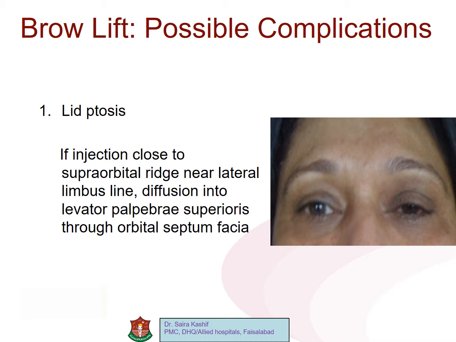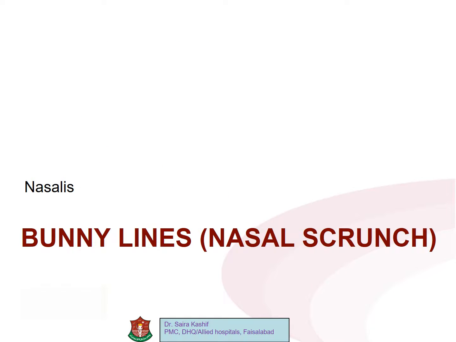What are the possible complications? Lid ptosis can develop if you inject too close to the supraorbital ridge near the lateral limbus line, as the toxin will diffuse into the levator palpebrae superioris muscle through the orbital fascia. So don't go too close to the supraorbital ridge and keep your injection site lateral to the lateral limbus line.